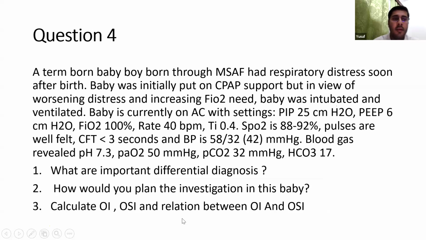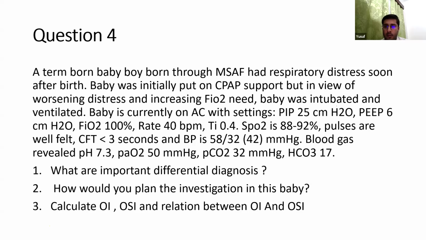We go to the next question. This is a term baby who was born through meconium stained amniotic fluid. The baby had respiratory distress after birth. The baby was initially put on CPAP support, but in view of worsening distress and increasing FiO2 requirement, the baby was intubated and started on mechanical ventilation.